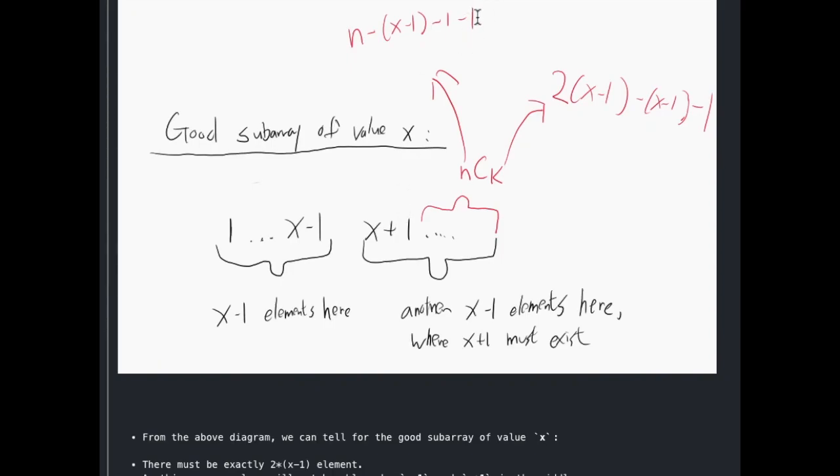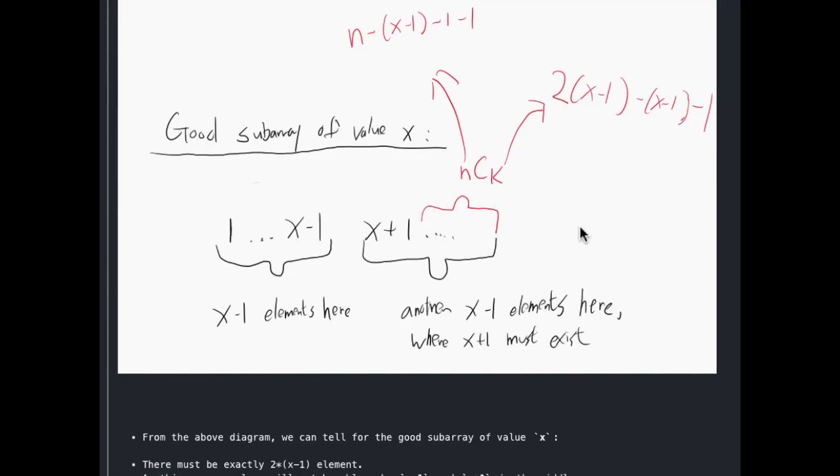You might ask, what is this? So minus 1 again is for the x, because we cannot put x in here, because one of the requirements says the minimum missing positive must be x, so we cannot put x in here. Therefore, there's an n choose k problem. N is all the elements we can choose, and k is how many positions we can place inside this rect segment. And is that the end?